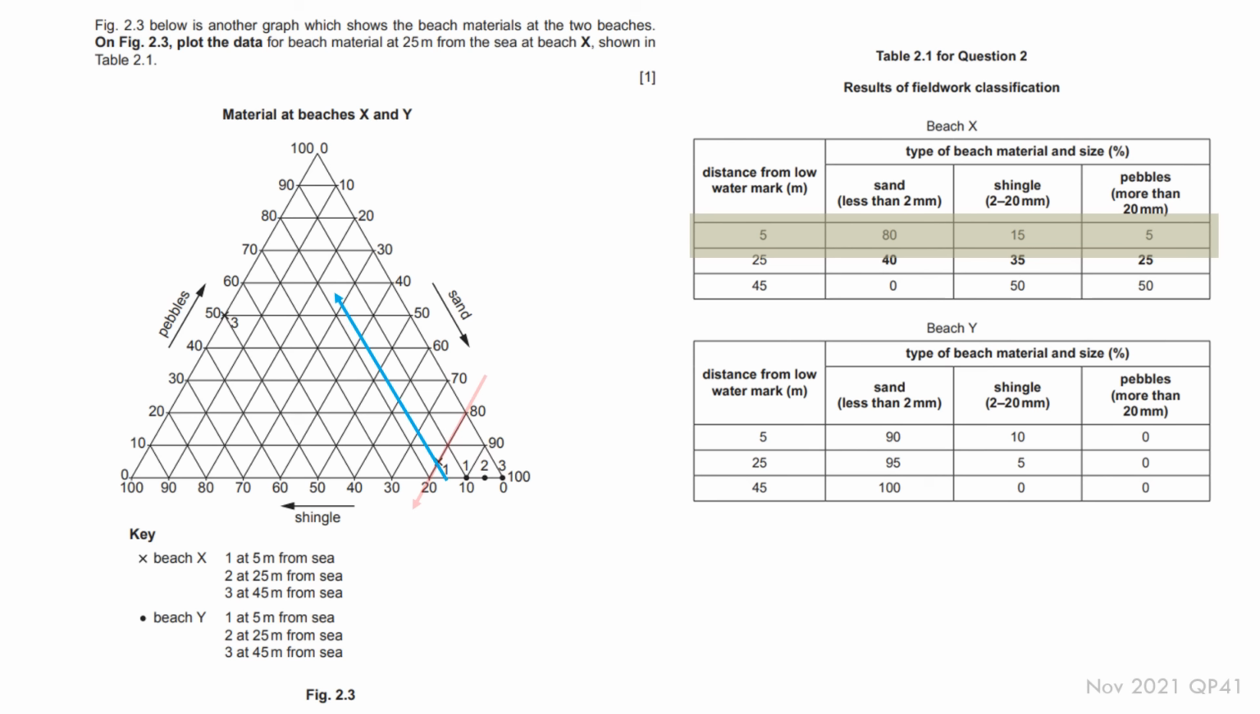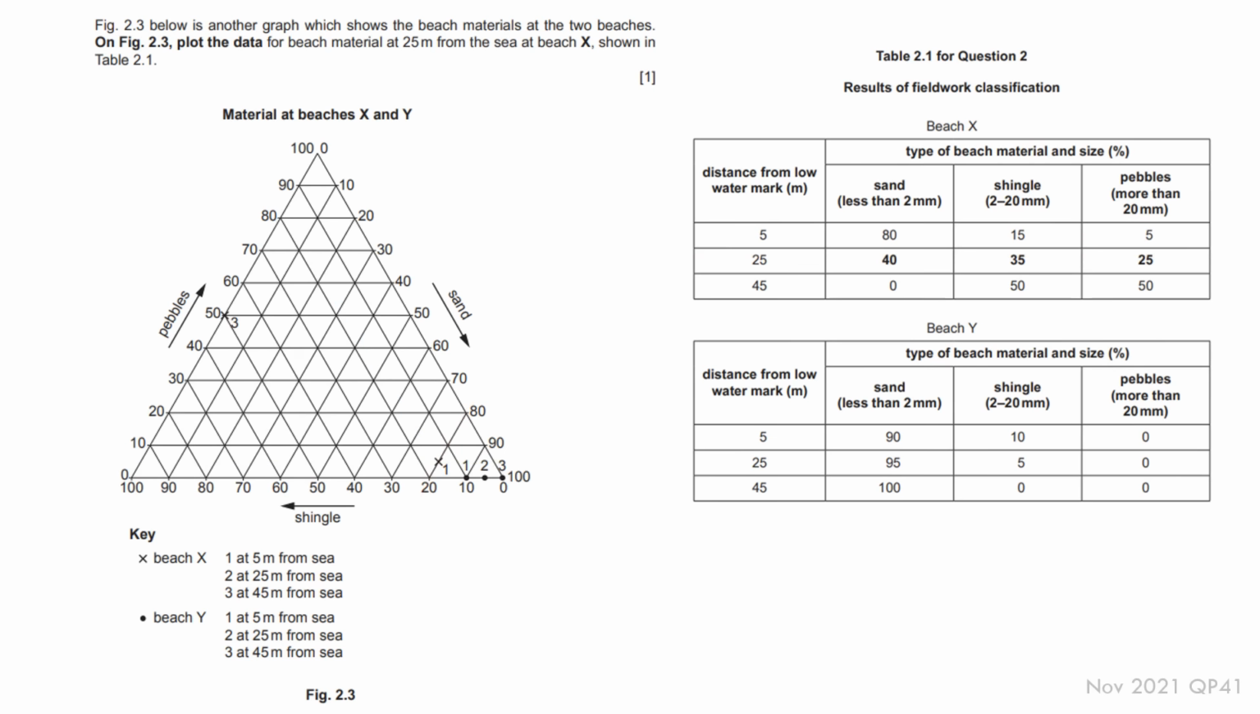And so I find where 15 is, that's halfway between 10 and 20, and I draw a faint line. And then just to confirm, pebbles, again, it's 5%, so that's halfway between 0 and 10, the left-hand side of the triangle going up. And where those points meet, I arrive at 1.